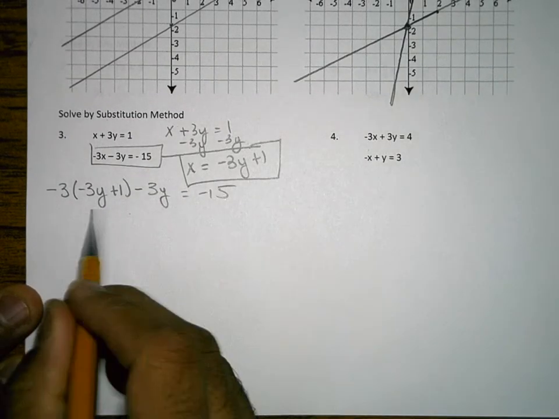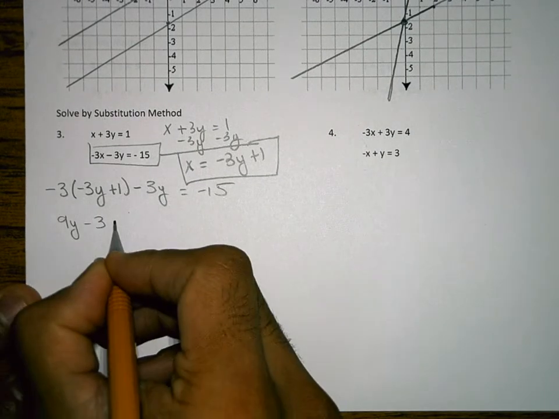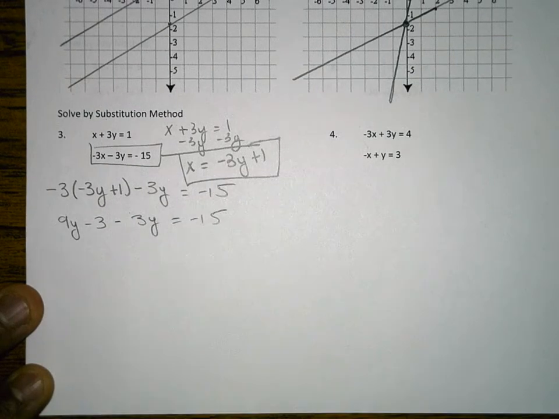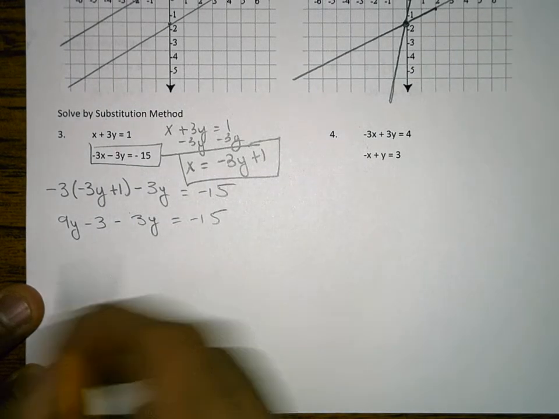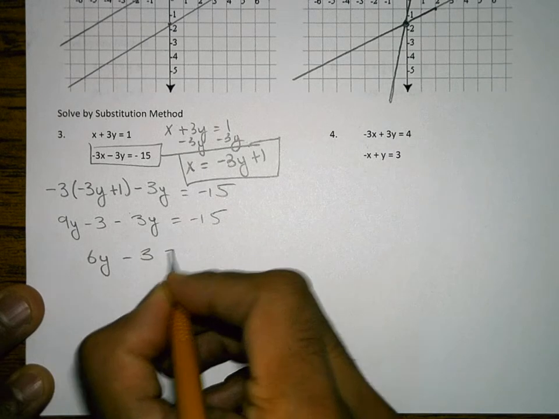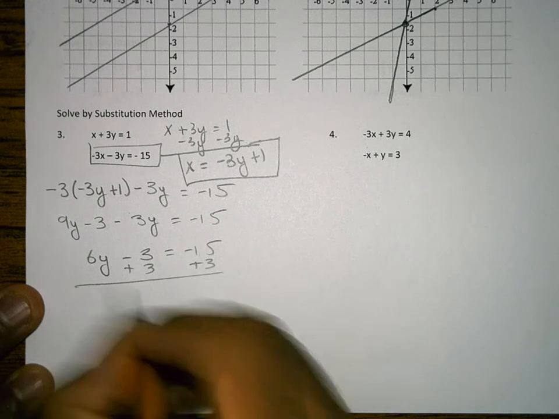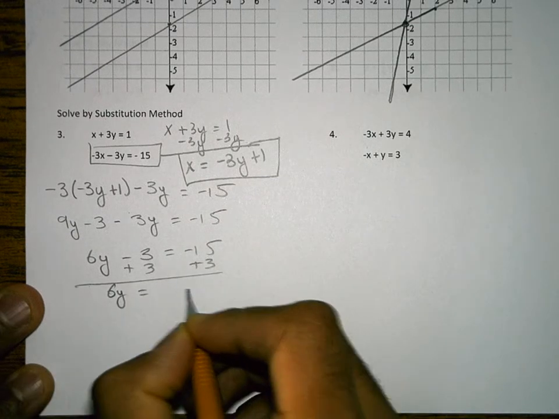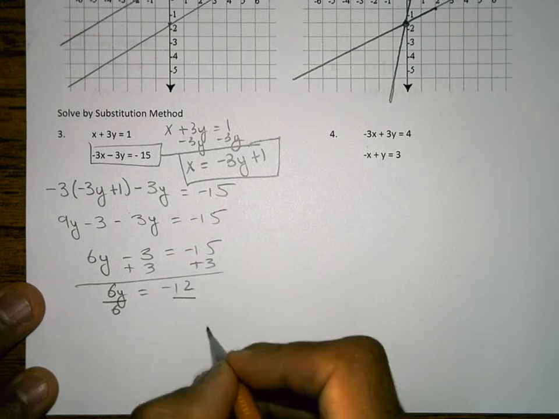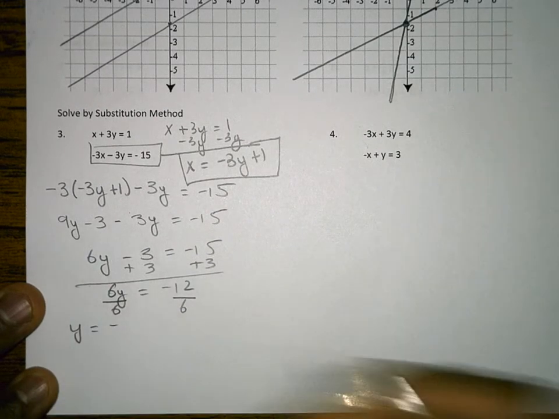That was my goal, to get everything in terms of one variable. Distribute: positive 9y minus 3 minus 3y equals negative 15. Combine like terms, and I get 6y minus 3 equals negative 15. Add a 3 to both sides, and I get 6y equals negative 12, divided by 6, and y equals negative 2.